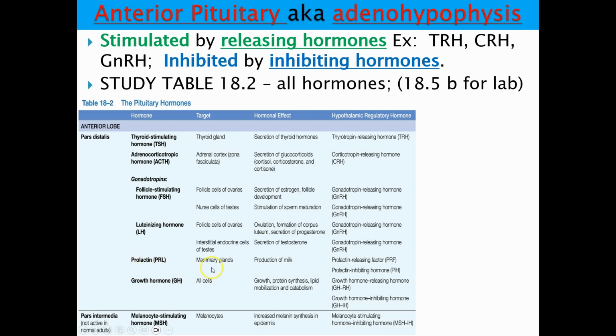Now, prolactin, you should know, targets mammary glands, and this is one that I definitely test on. You need to know prolactin is milk production. You don't need to know there's prolactin releasing factor or prolactin inhibiting hormone. You do not need to know this part of the cascade. So know that it targets mammary glands for production, which is different than milk release. Oxytocin is milk release. Oxytocin is produced by the hypothalamus, but released from the posterior pituitary.